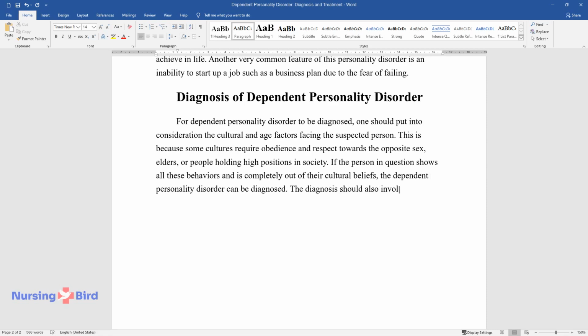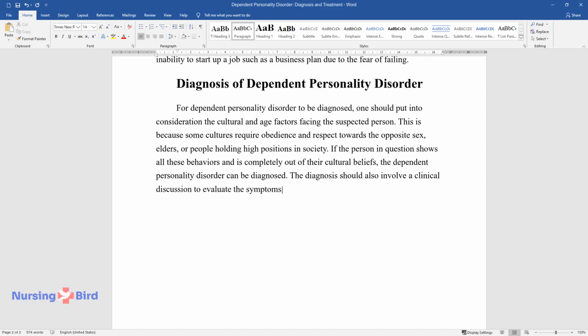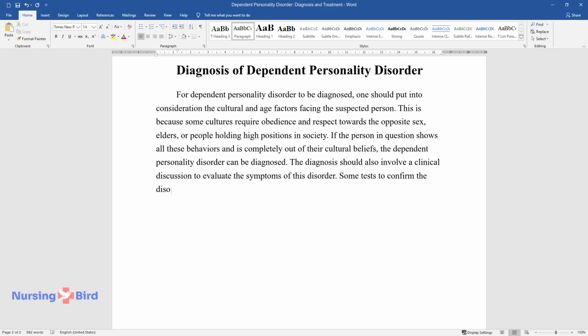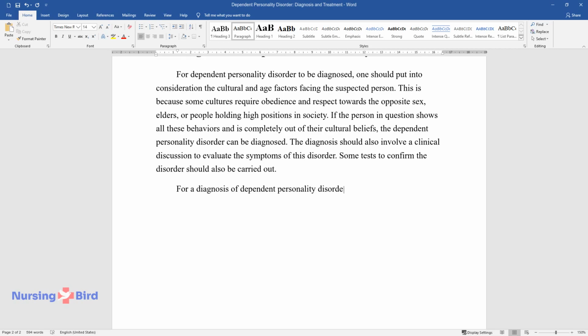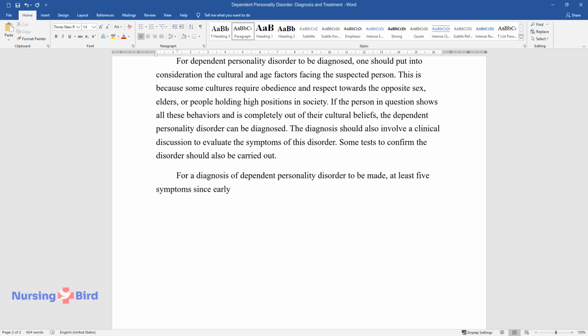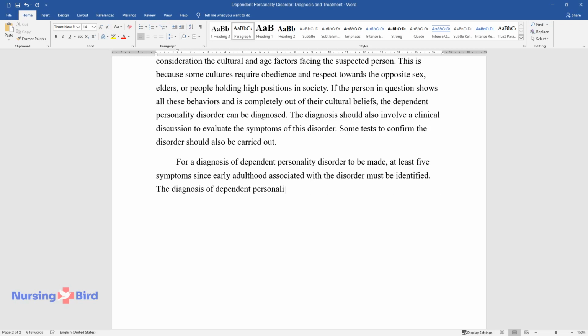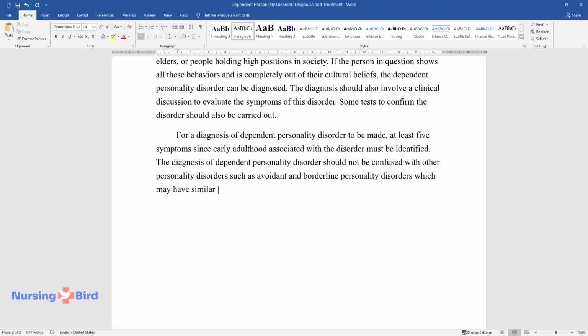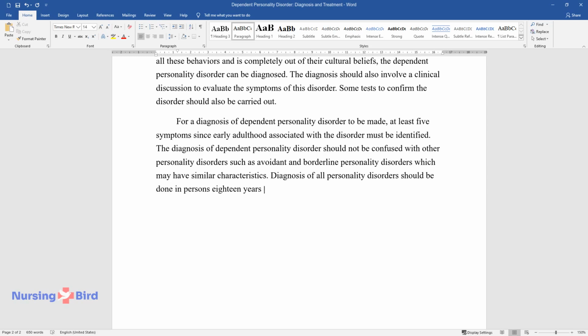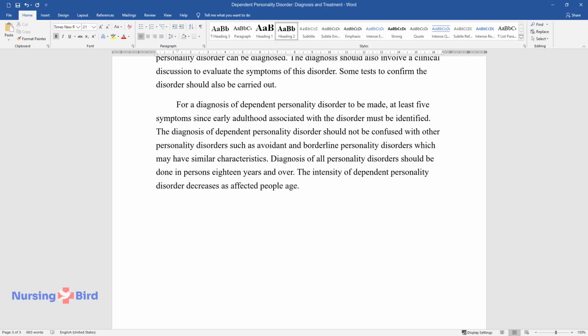The diagnosis should also involve a clinical discussion to evaluate the symptoms of this disorder. Some tests to confirm the disorder should also be carried out. For a diagnosis of dependent personality disorder to be made, at least 5 symptoms since early adulthood associated with the disorder must be identified. The diagnosis of dependent personality disorder should not be confused with other personality disorders such as avoidant and borderline personality disorders, which may have similar characteristics. Diagnosis of all personality disorders should be done in persons 18 years and over. The intensity of dependent personality disorder decreases as affected people age.